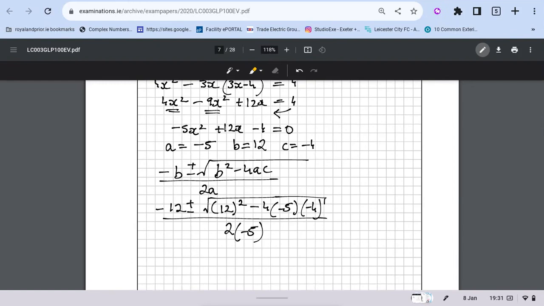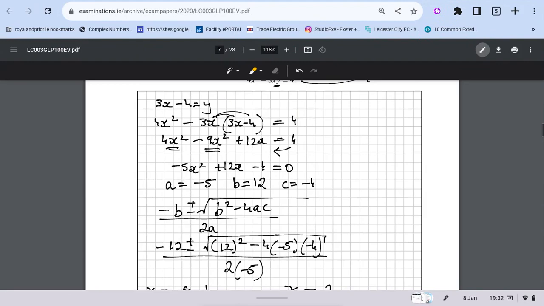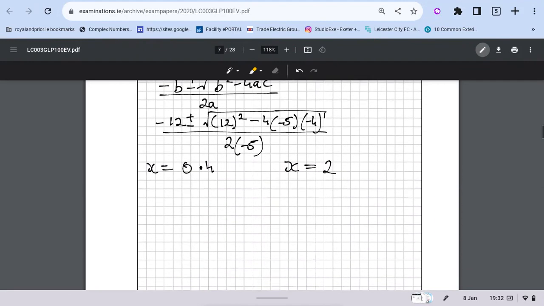And I get 0.4 or 2/5 is one of my answers there. And let's go back, change that plus to a minus, and I get 2. Remember in this you have to work out your y also. So we said at the top y is equal to 3x minus 4. So I'm just going to sub in each of those.